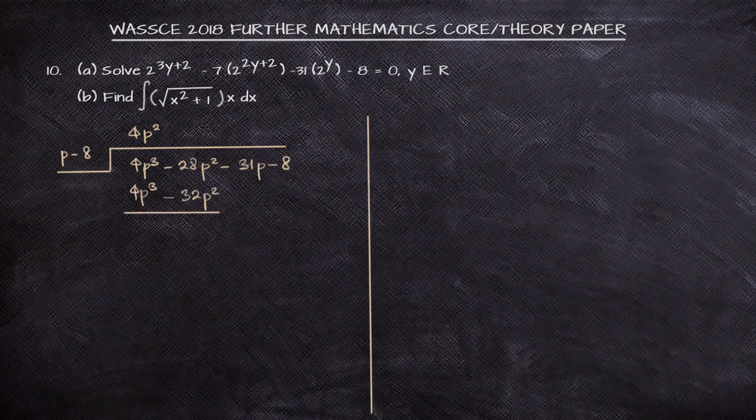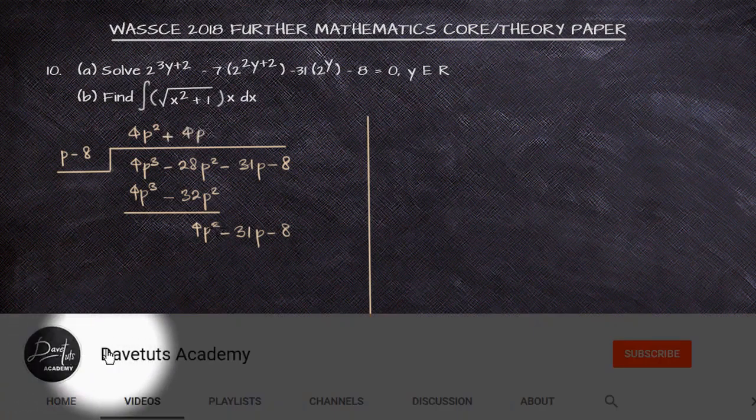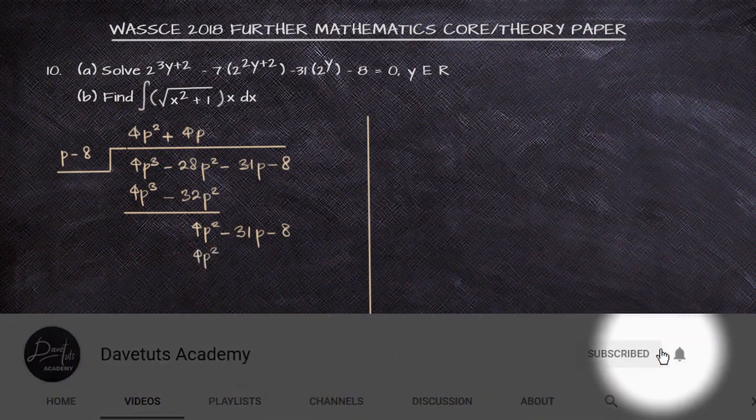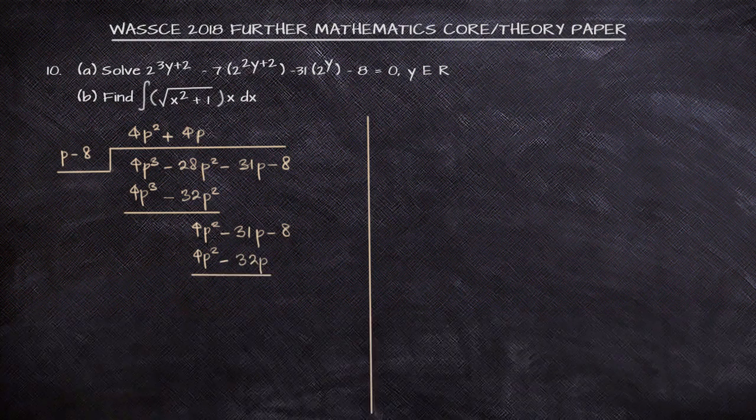Now, if we subtract these first two entries, the 4p raised to power 3 will cancel out. That will be minus 28 plus 32p squared, which will be 4p squared. If we bring the other terms down, we'll have this. And when we say p in 4p squared, we have 4p. 4p times p will be 4p squared, and 4p times minus 8 is minus 32p. If we also subtract, 4p squared will cancel out. We have minus 31p minus 32p.